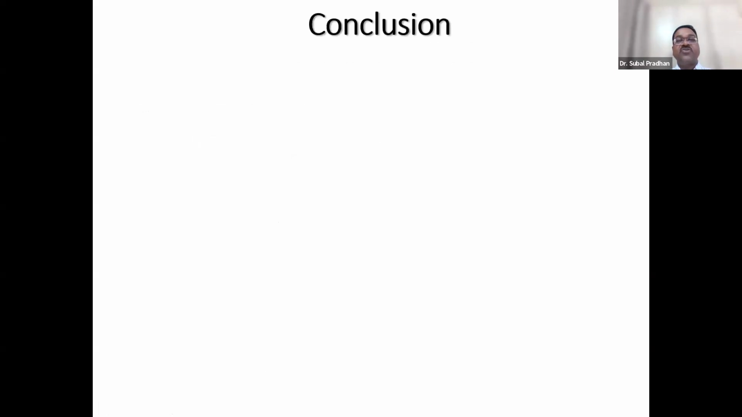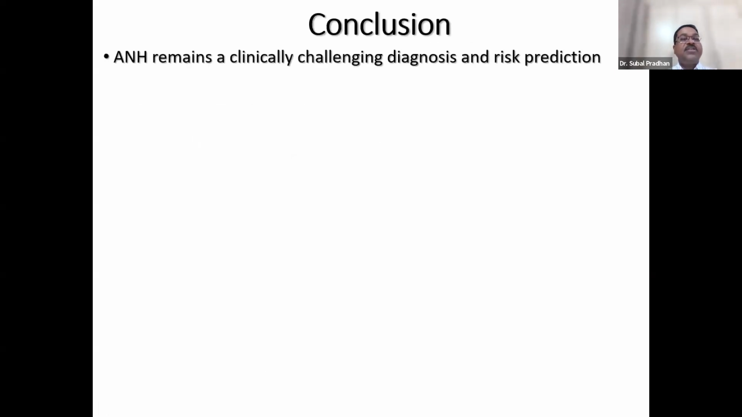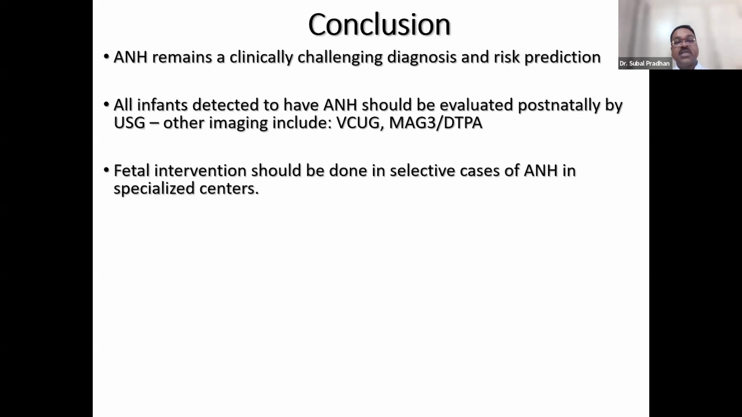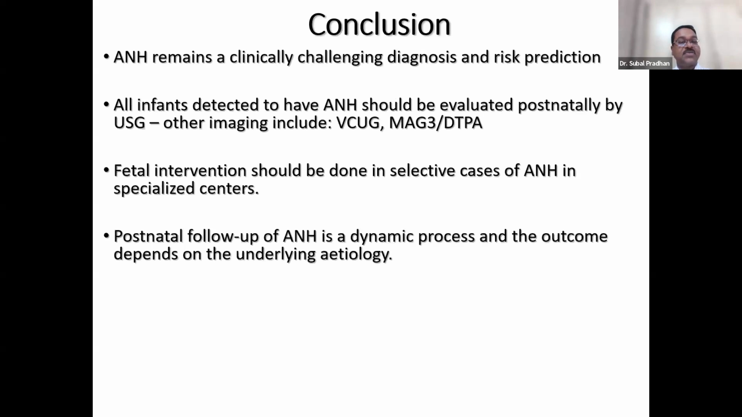So let me quickly conclude my talk. ANH remains a clinically challenging diagnosis for both physicians as well as surgeons, and risk prediction for CAKUT is quite challenging based on the current classifications. All infants detected to have ANH should be evaluated postnatally by ultrasonography. Other imaging includes MCUG, MAG3, or DTPA. Fetal intervention should be done in selective cases of ANH in specialized centers.